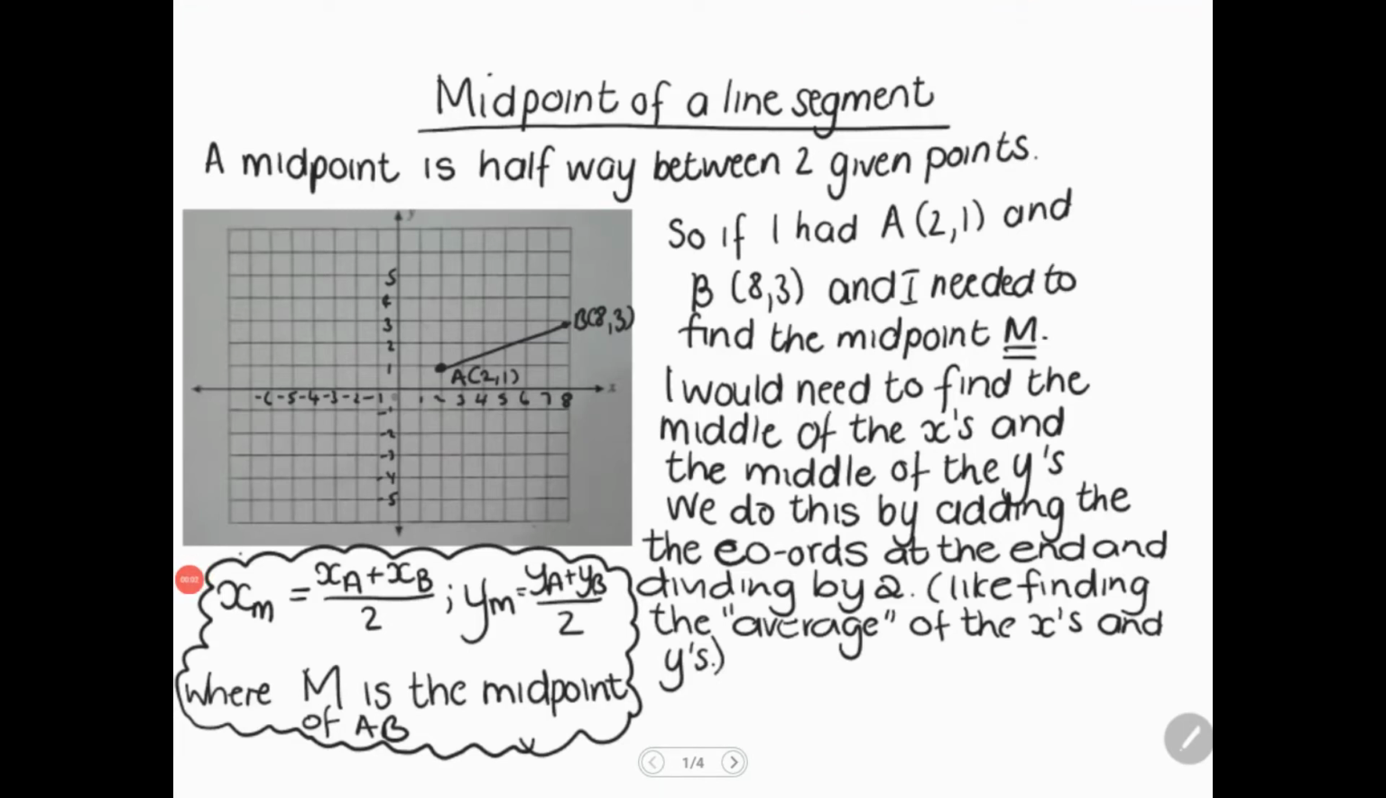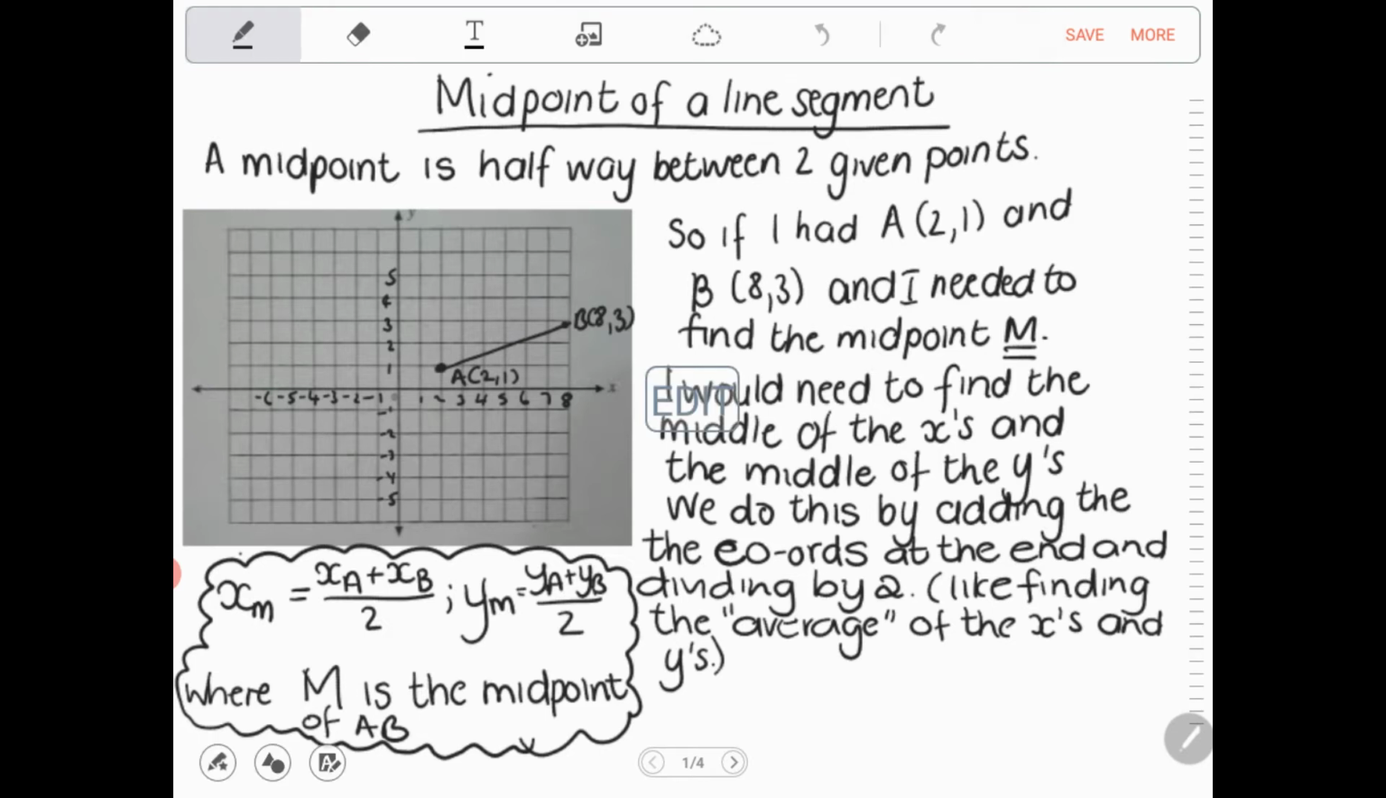So today we're going to look at the midpoint of a line segment in analytical geometry. And a midpoint is halfway between two given points. So if you had A (2, 1) and B (8, 3), the midpoint of the line segment would be somewhere in the middle. So let's put it there for now. So AM would be the same length as MB.